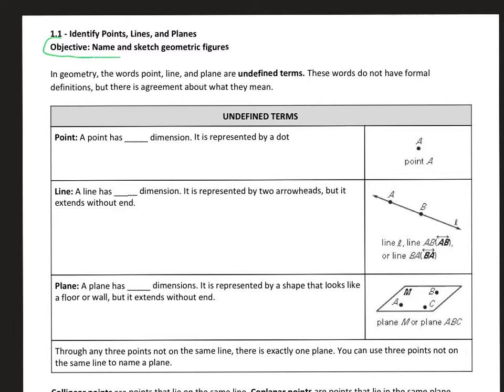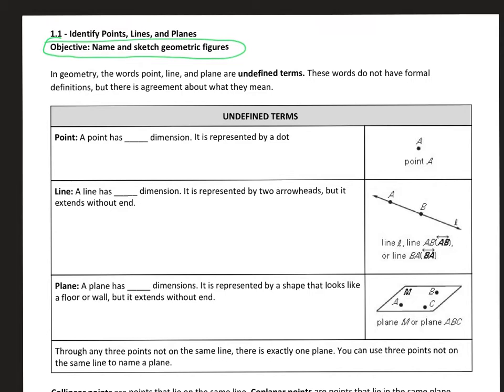So whenever we start a lesson, we start with an objective in mind, someplace we want to get to and understand. So these geometric figures we're going to define and sketch today are considered undefined terms, okay? So points, lines, and planes are considered undefined terms. They don't have formal definitions, but there is an agreement about what they actually mean. So the first term we're going to talk about is a point.